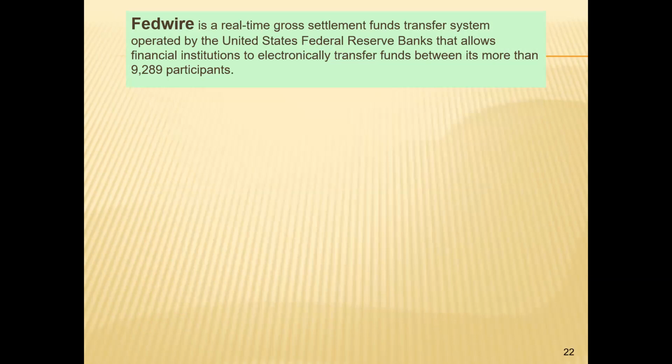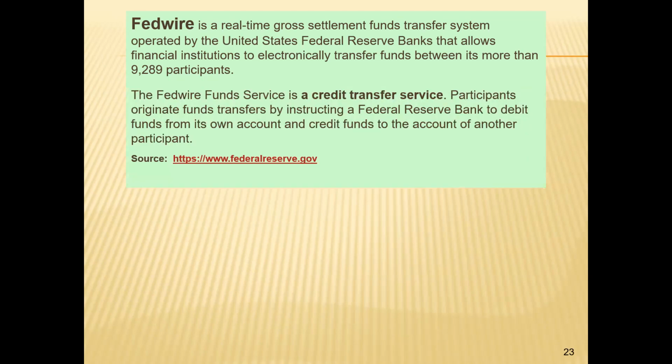So Fedwire is the next one we want to look at. Fedwire is a real-time gross settlement funds transfer system operated by the United States Federal Reserve banks, which allows financial institutions to electronically transfer funds between its more than 9,000 odd participants. Whereas, as we saw, SWIFT takes 1 to 4 days, so it's a slower process. It's not real time. Fedwire, on the other hand, is real time, and Fedwire is a bit more expensive in any event than SWIFT.